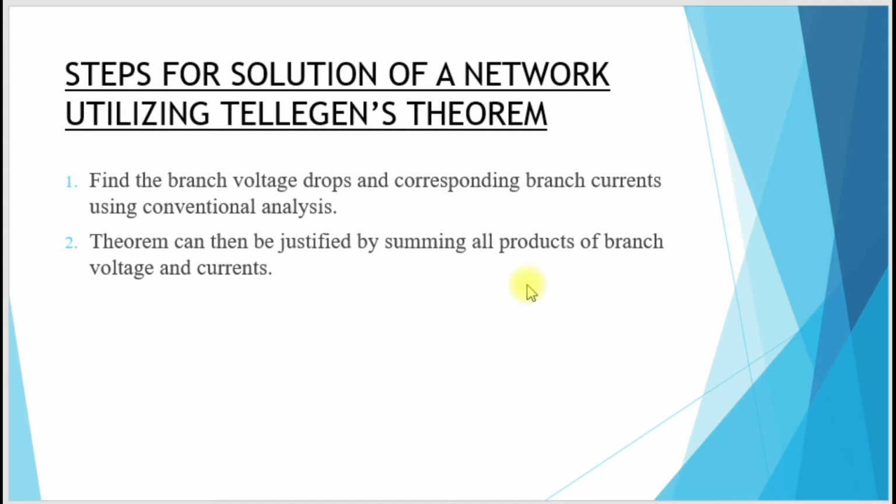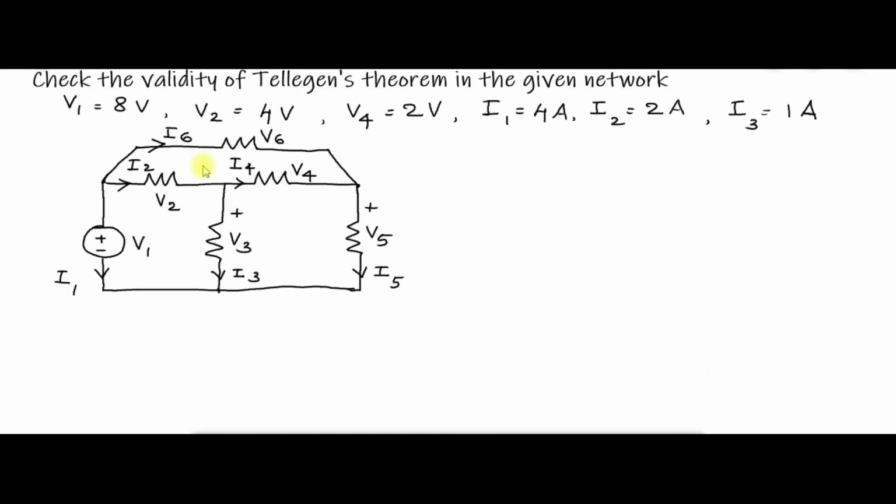Let's see this theorem with some examples. Check the validity of Tellegen's theorem in the given network. V1 is equal to 8 volt, V2 is equal to 4 volt, V4 is equal to 2 volt, I1 is 4 ampere, I2 is 2 ampere, I3 is 1 ampere. So V1, V2, V4 are present, and you have to find out V3, V5 and V6. Similarly, you have to find out I4, I5 and I6 by using Kirchhoff's voltage law and Kirchhoff's current law.